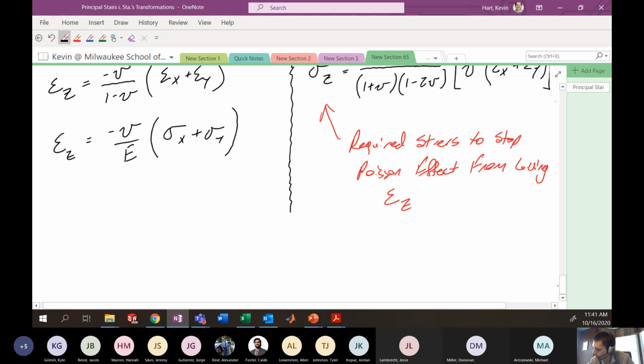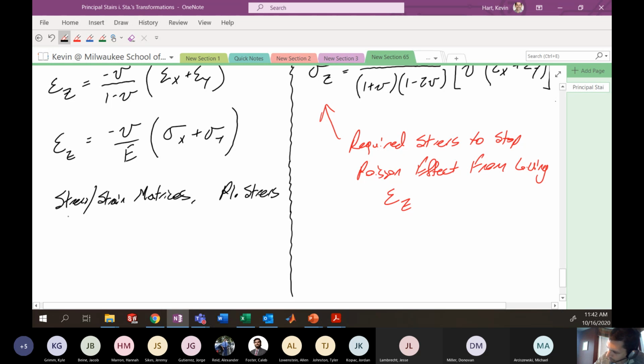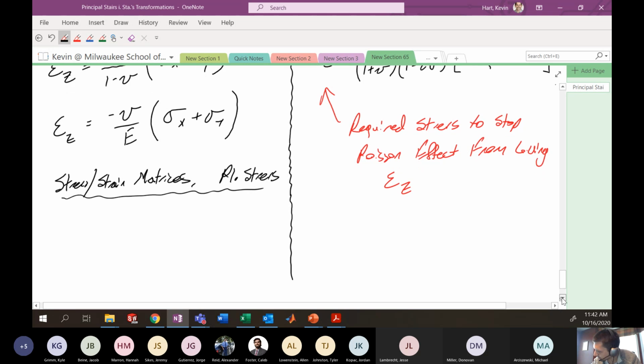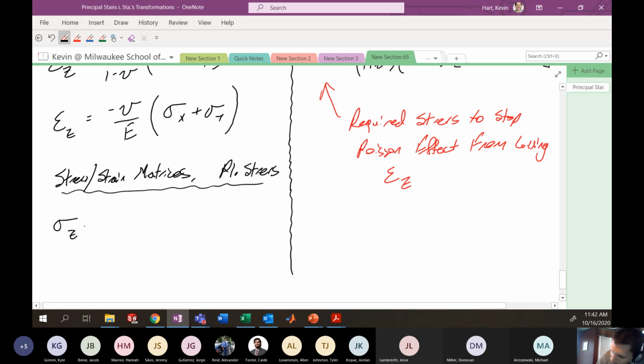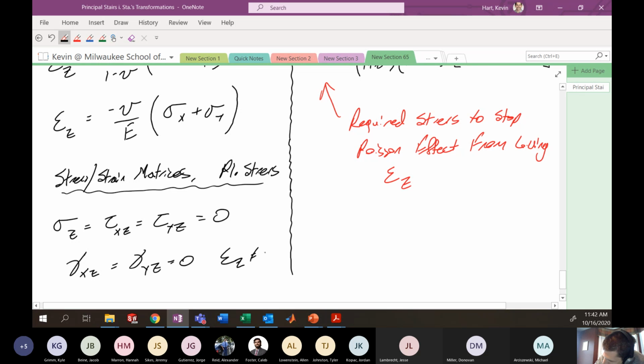Okay, last little bit here, and then we'll finish up for today. We could talk about what the stress and the strain matrices look like for each one of these situations. For plane stress. Okay, well, we know if we're in plane stress, sigma z, tau xz, tau yz is 0. And we're still going to have a situation where our gamma xz and our gamma yz are 0. But remember, epsilon z here is not 0.